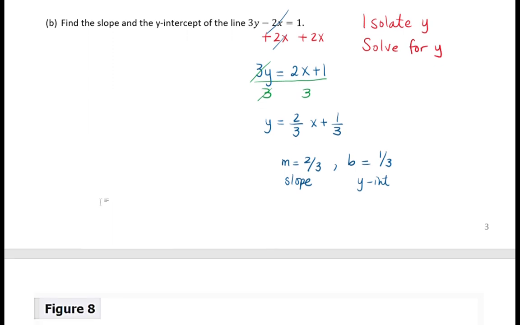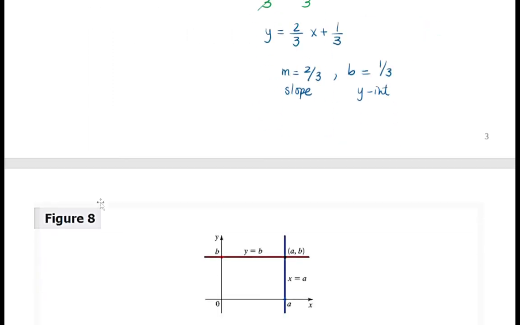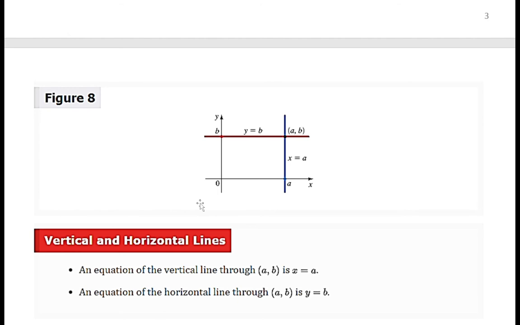So I'm going to move next into the horizontal and vertical line equations. This is really simple, folks. If you have a point (a, b), the vertical line passing through it is x equals a. That means all the x coordinates of the points on this line are simply a. And the horizontal line will be y equals b in a similar manner.